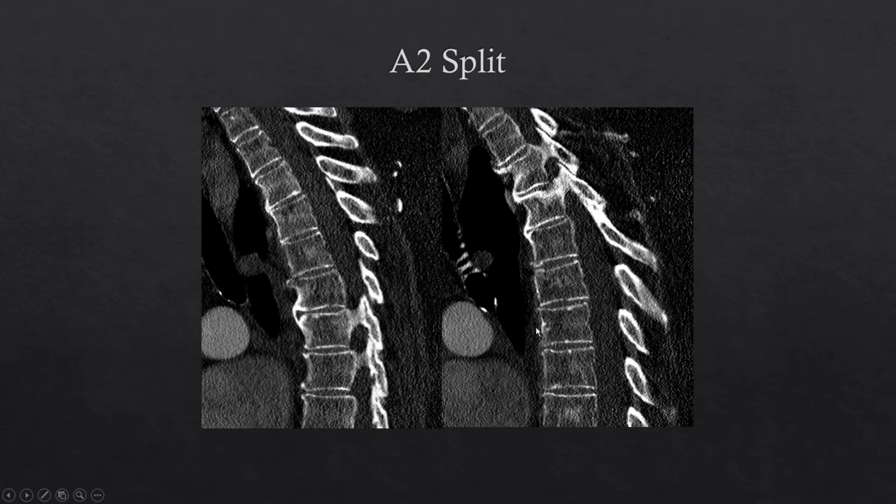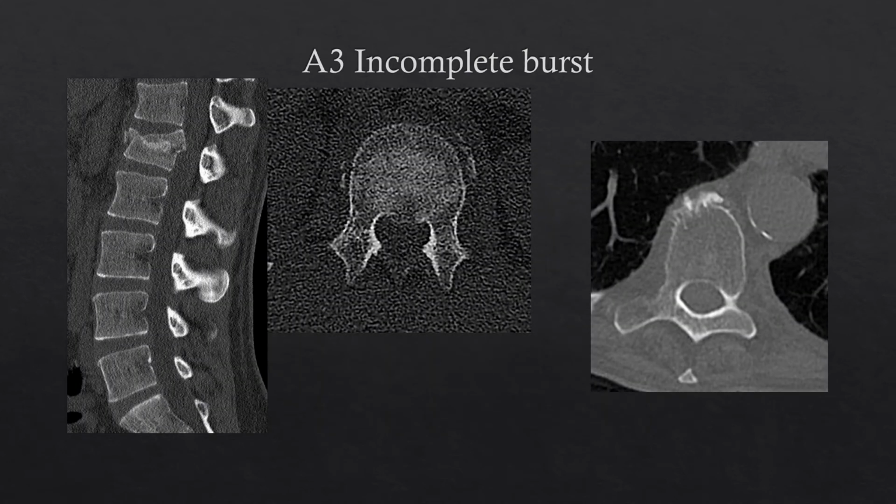Our next fracture type is the A2 split fracture. These can be quite subtle, as in this case. And these represent fracture of both end plates without involvement of the posterior wall of the vertebral body. Next, we have an A3 incomplete burst fracture.